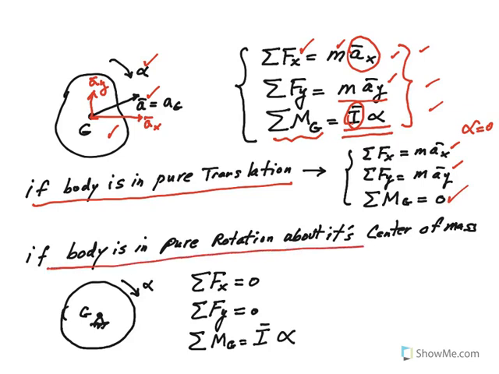Similarly, if a body is in pure rotation about its center of mass, the acceleration of the center of mass, a bar or a sub g, is going to be 0 because it's fixed. But the body is rotating with some angular acceleration. So this time, the right-hand side of these two equations becomes 0, as you can see here. But the right-hand side of the equation related to the torque is going to be equal to I alpha.